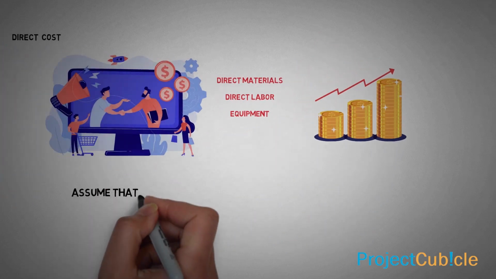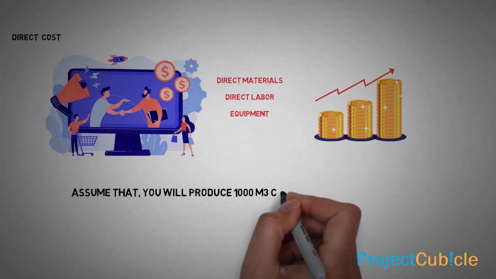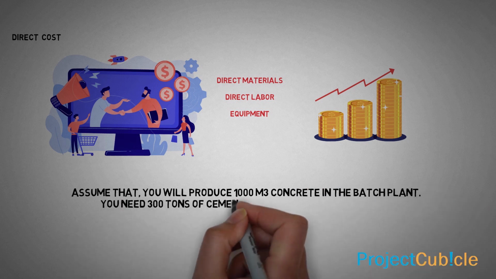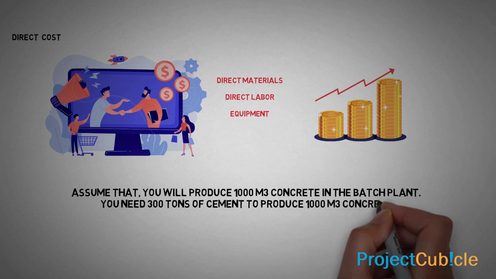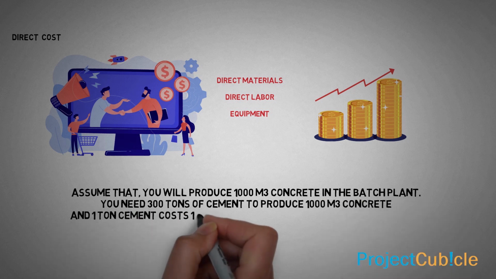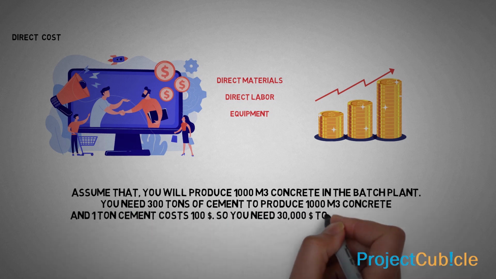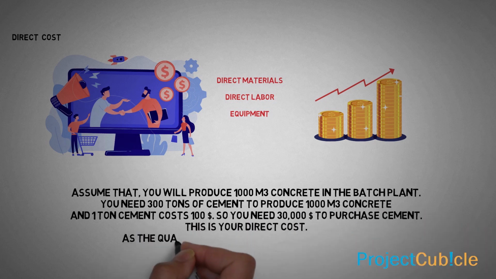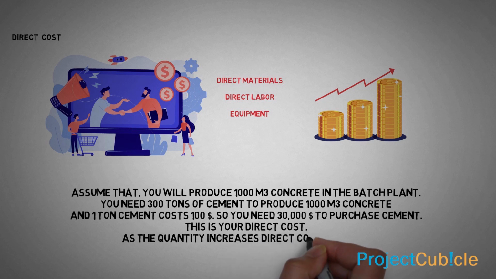Example. Assume that you will produce 1,000 cubic meters of concrete in the batch plant. You need 300 tons of cement to produce 1,000 cubic meters of concrete, and 1 ton of cement costs $100. So you need $30,000 to purchase cement. This is your direct cost. As the quantity increases, direct cost increases.